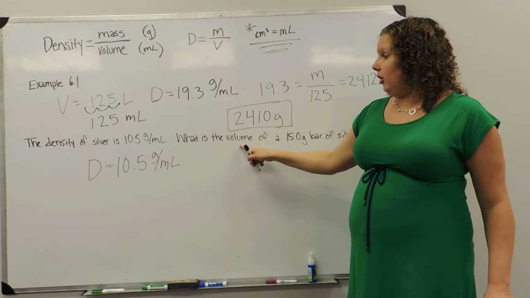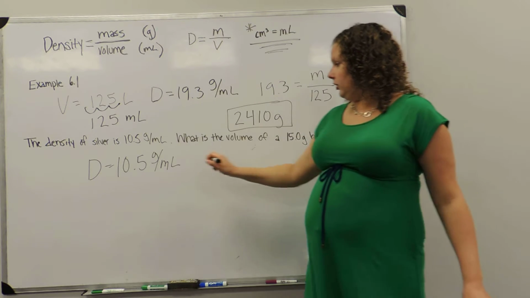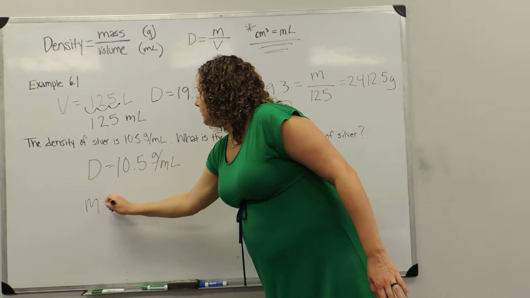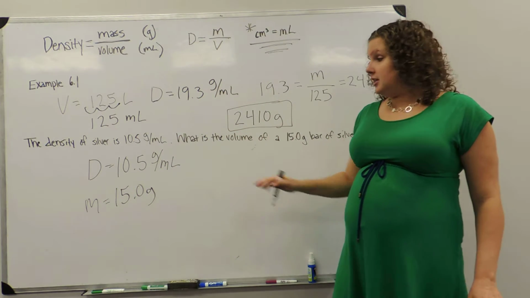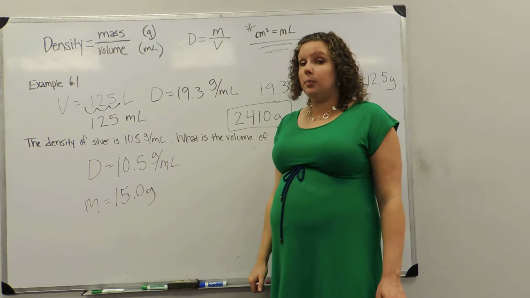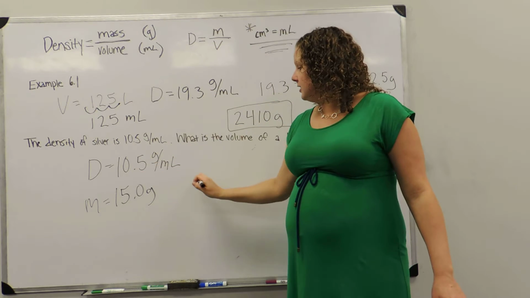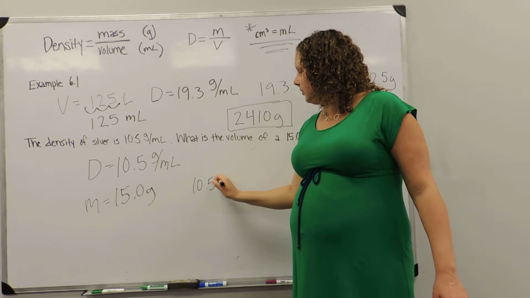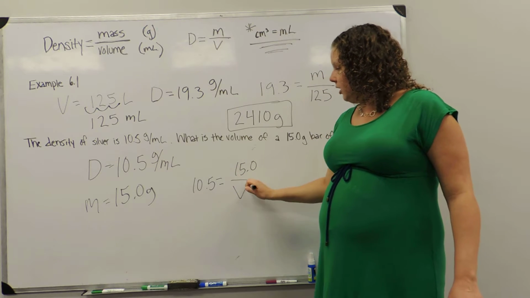And then it says, what is the volume? So that's what I'm solving for, of a 15-gram bar. Well, that's my mass, is 15 grams. First, I want to check my units. This is grams per mil, and this is grams, so those will work. And my answer will be in milliliters at the end. So I'm going to plug in D equals m over V. D is 10.5. M is 15.0. And I don't know V.